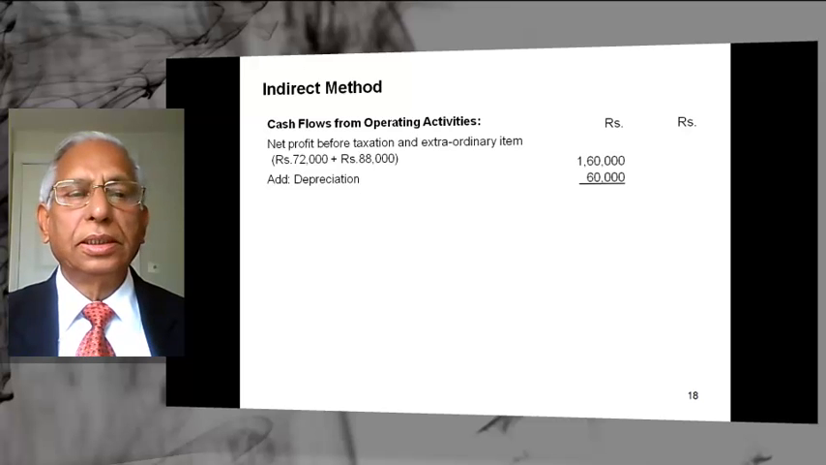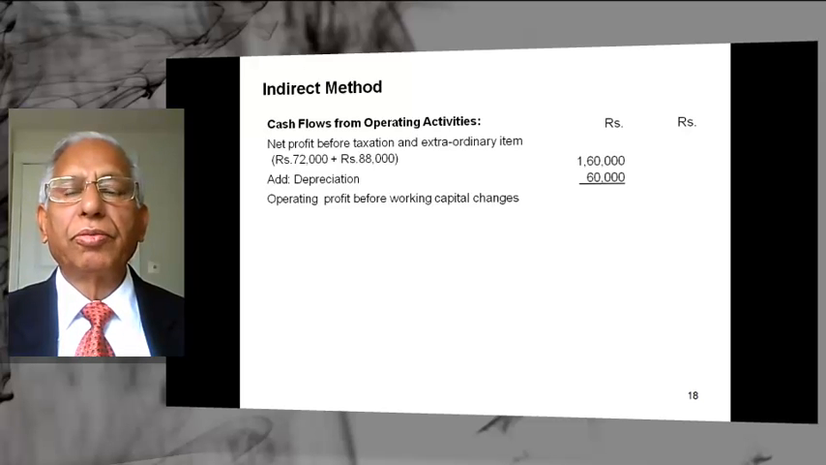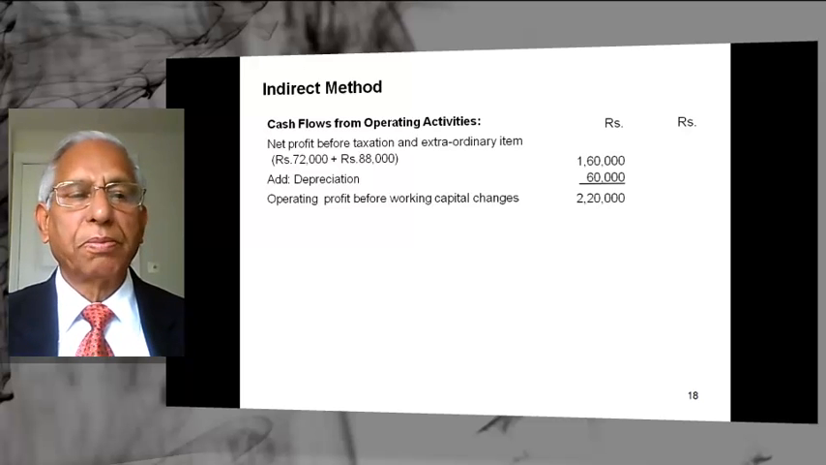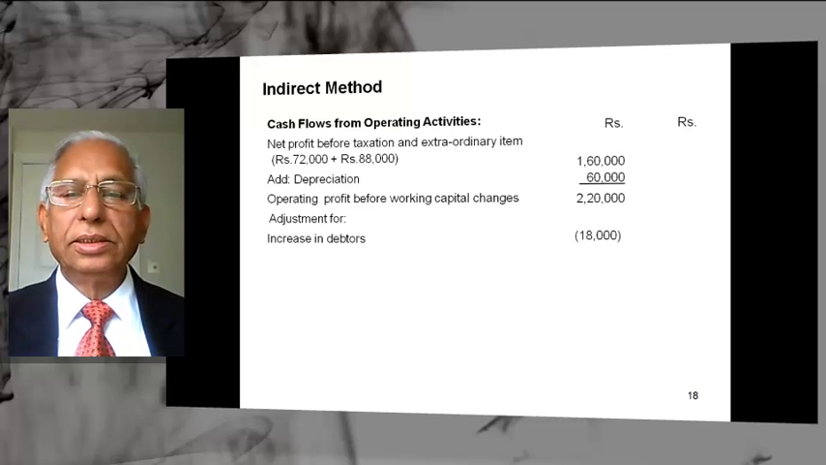60,000 rupees given in the question. Then operating profit before working capital changes, as I explained to you while explaining exhibit 2. It becomes 2,20,000 rupees. Now adjustment for changes in current assets and current liabilities. You will see increase in debtors 18,000 rupees, decrease in stock 1,66,800.